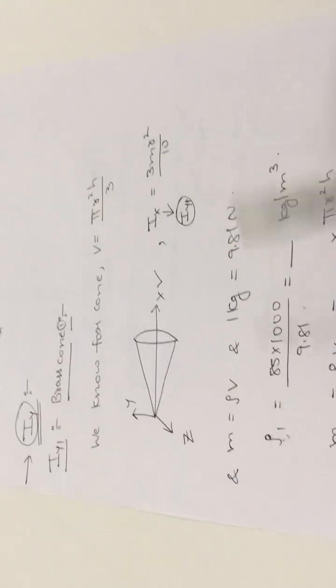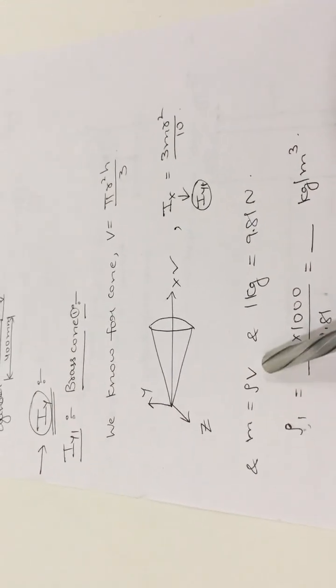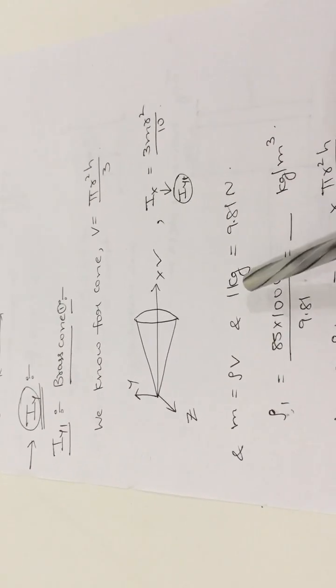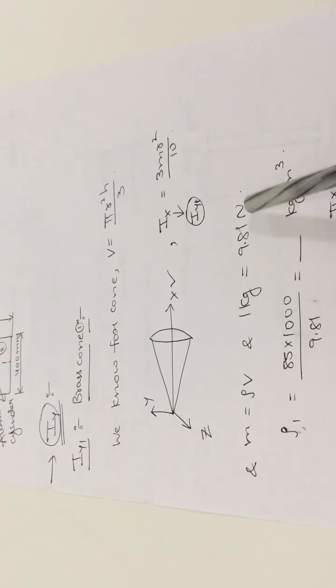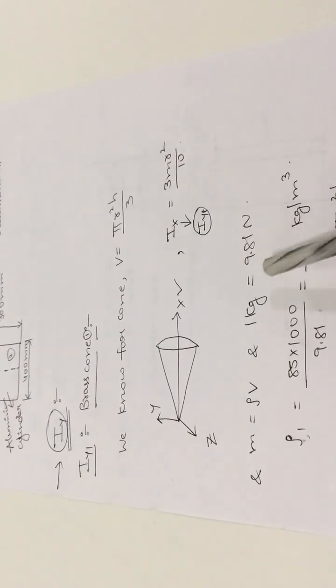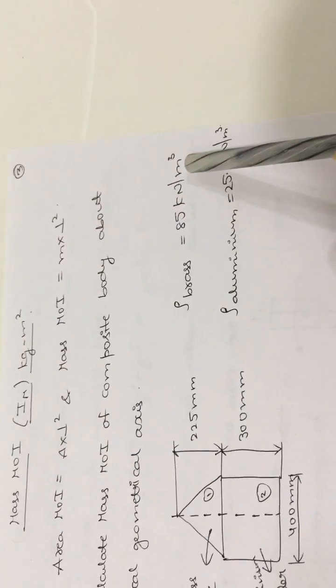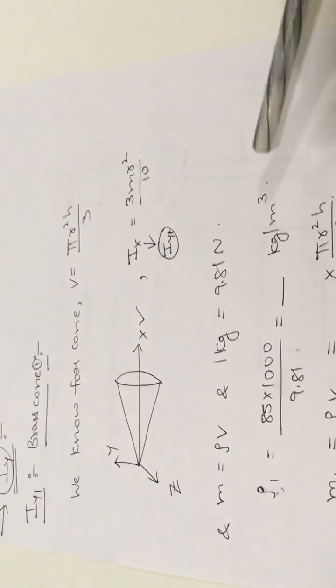Next, we know that the mass formula is density into volume, and we also know that 1 kg is equal to 9.81 Newton. Why are we using this value? Because in the problem the density values are given in kilonewton per meter cube, but we want the density values in kg per meter cube. So we need to convert kilonewton per meter cube into kg per meter cube.